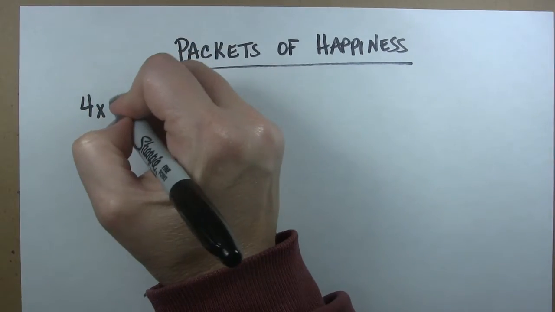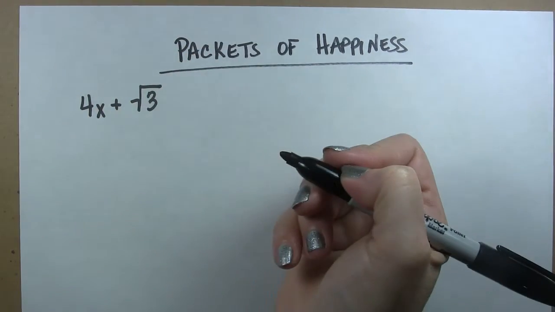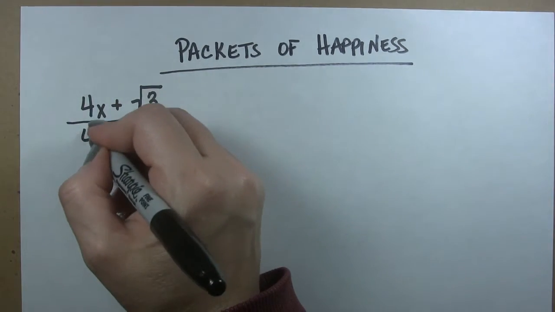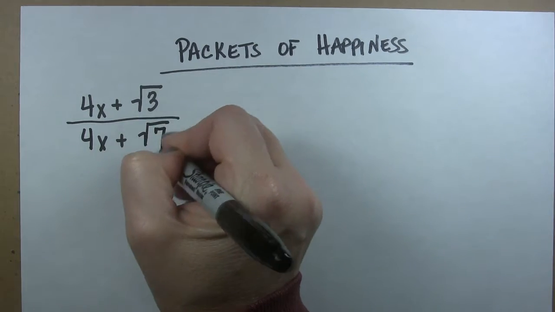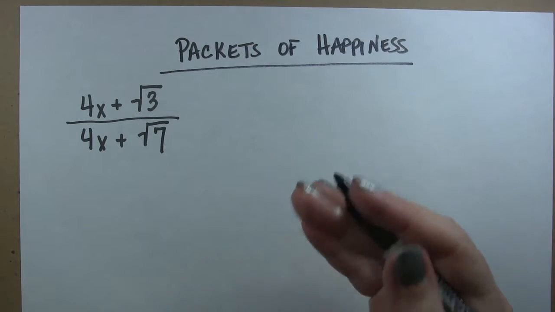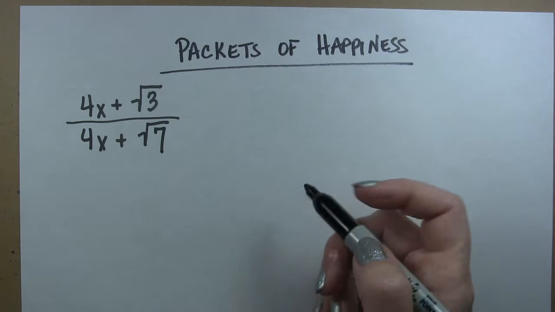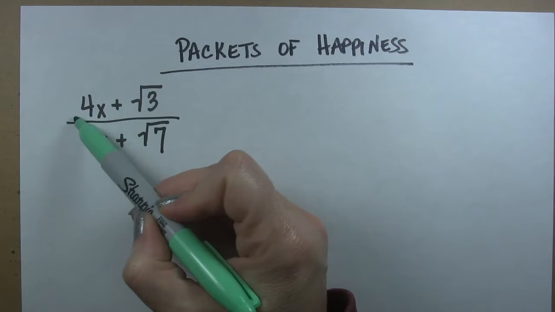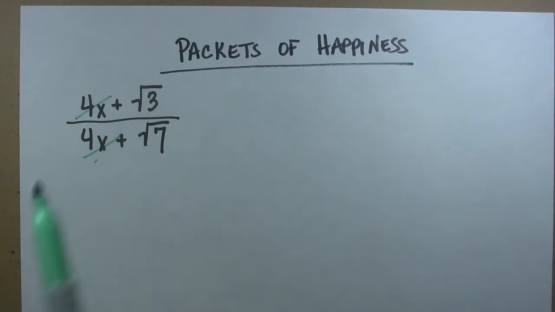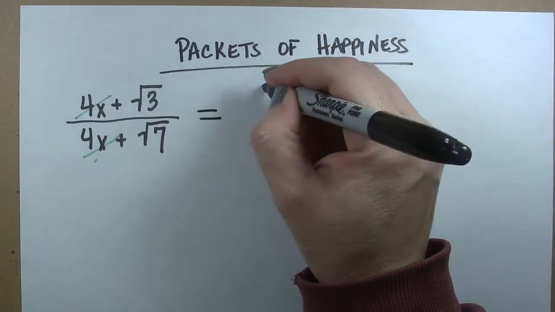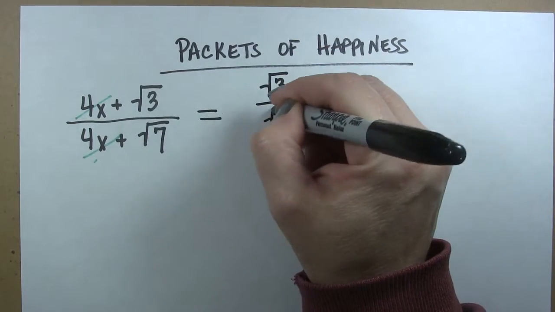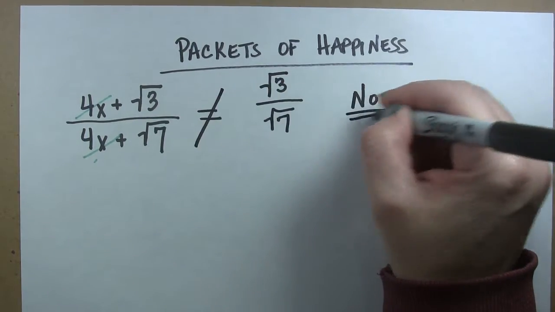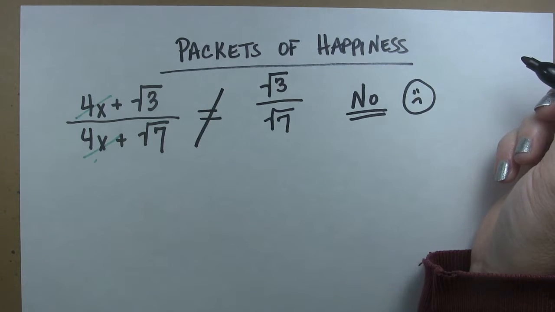Let's say that you're working along in your math book and you come across this problem: (4x + radical 3) over (4x + radical 7). And the directions simply say simplify this problem. The question that you would probably like to know is, are you allowed to cross off those two 4x's so that you say that the reduced answer is radical 3 over radical 7? The answer is that no, you are not allowed to do that.